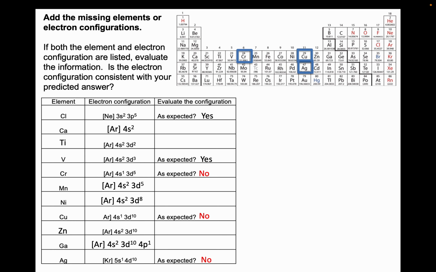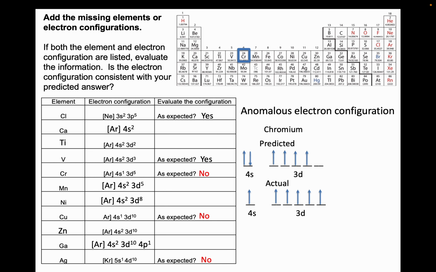But then I begin to have some that are not consistent with the pattern. Chromium, copper, and silver all are different than I would have predicted based on what we've been doing so far. Let's see what's going on there. If I'm looking here for chromium, I would have predicted it would be argon, 4s2, 3d1, 2, 3, 4. I would have expected it to look like this. But notice the actual value. This is what's actually found, not what is simply predicted. One of the electrons, instead of being in the 4s, is now shifted over and is into the 3d.